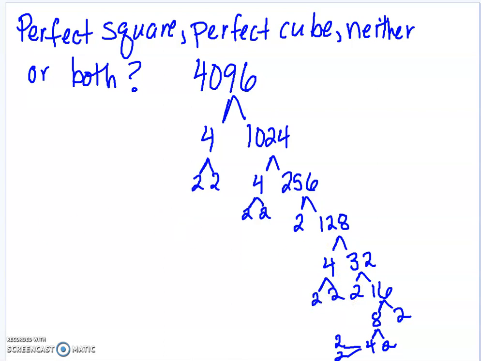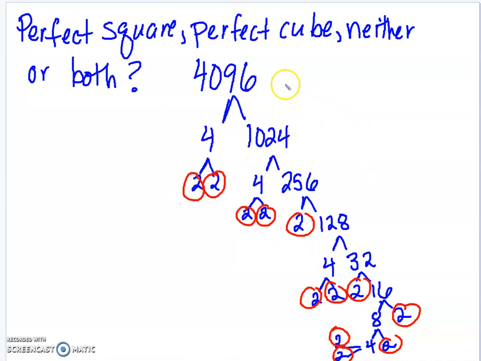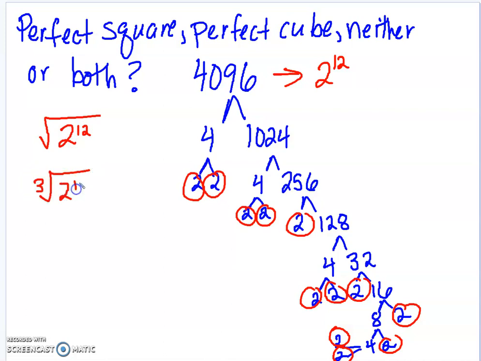So I'm going to circle all of the prime values at the end of my tree. So you have 1, 2, 3, 4, 5, 6, 7, 8, 9, 10, 11, 12 2s. So I could actually rewrite 4096 as 2 to the power of 12. Okay. So looking at that value, I'm going to determine, can I find the square root of 2 to the power of 12? And can I find the cube root of 2 to the power of 12?